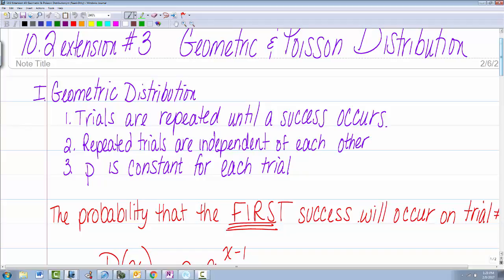So trials are repeated until a success occurs. There's the difference. Number one. Yesterday you just had, we visited a house 6 times. And then you were just asked questions. What's the probability that exactly 2 out of 6 houses have cable? Really has nothing to do with this type of question. You do trials until you get a success. Repeated trials are independent of each other. That just means one doesn't affect the other. That's what independent means. We'll talk about that word in 10.3. And P remains constant for every individual trial.